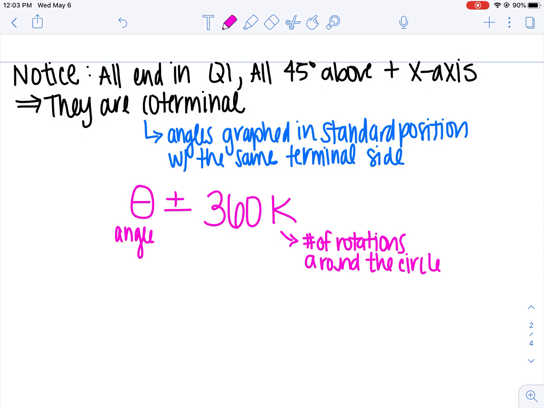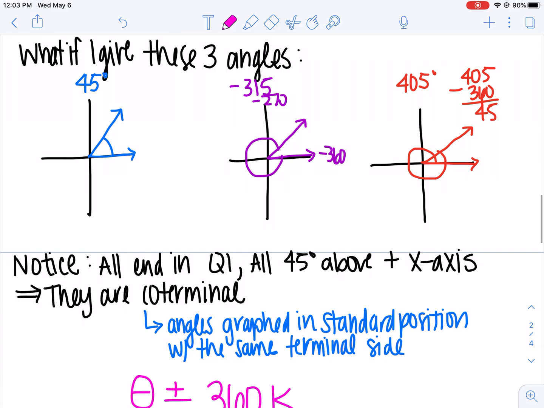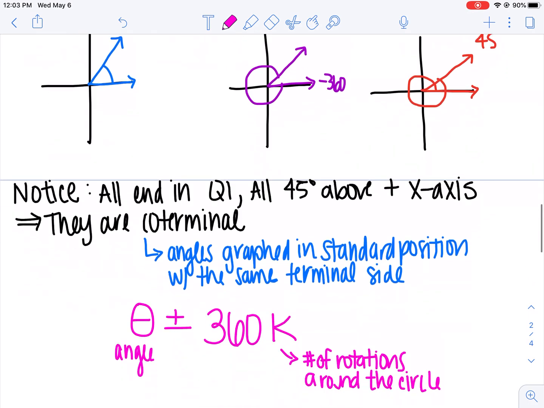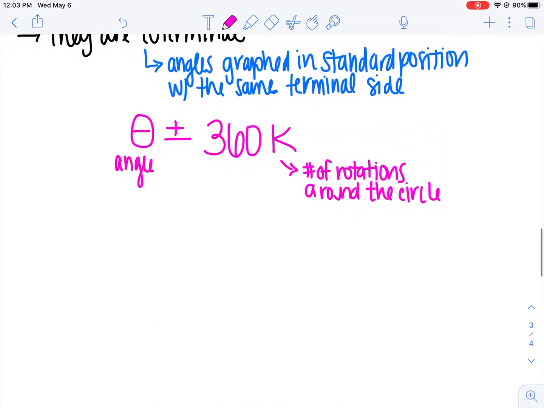So why do we use 360? If you look back here, 45 and negative 315, if you combine the two angles, so you take the blue angle and you put it on top of where the purple angle is, they're going to make a full circle. So we're going rotations around the circle. So let's just check to make sure the ones from above are correct.